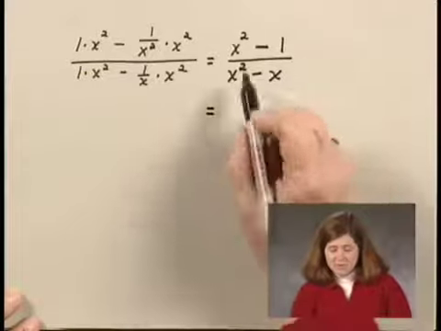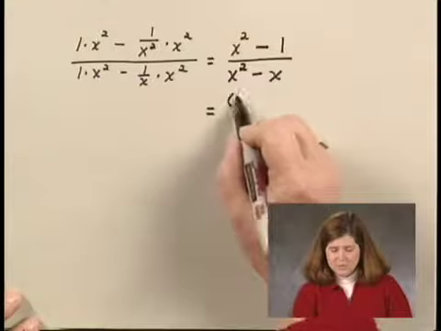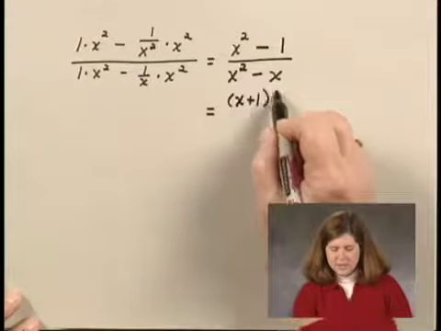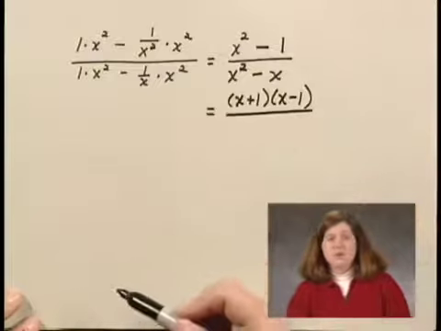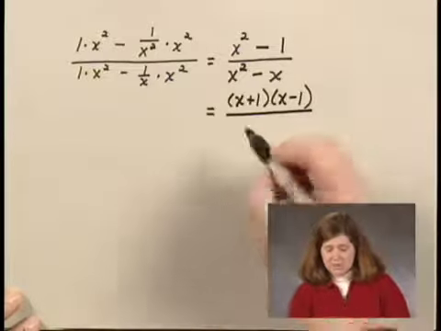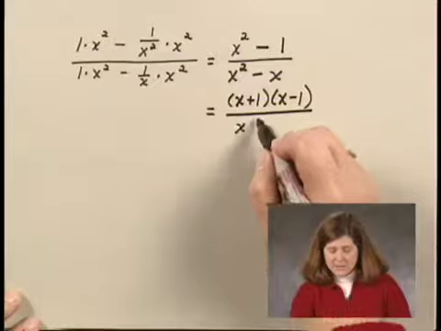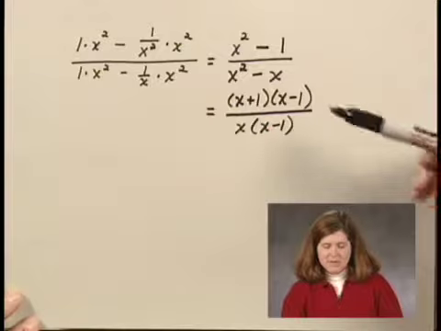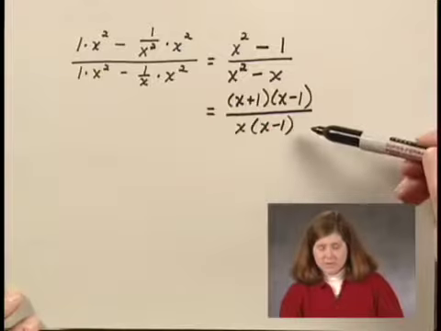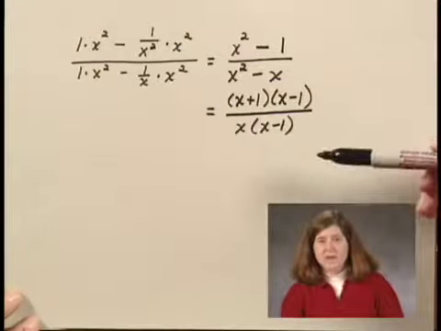I factor the numerator, which is a difference of squares, as x plus 1 times x minus 1. The denominator has a common factor of x, so I factor out an x. That's x times x minus 1. Now that the numerator and the denominator are factored, I look for common factors.